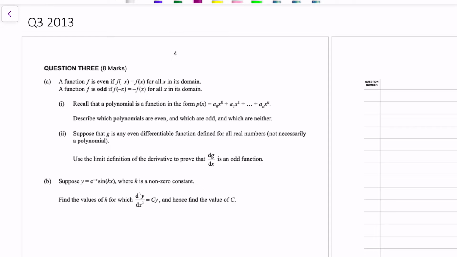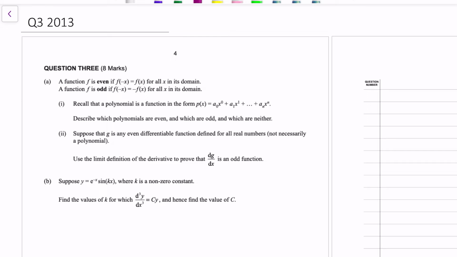Interestingly, in this paper, question 2 involved some unfamiliar functions and notation, and question 3a here continues with that vibe and talks about even and odd functions, possibly slightly more familiar to you because your teachers might have used that language. Talks about polynomials. Well, okay, we should know what polynomials are in a calc course, and then it asks us in part II to prove that an even function differentiates to an odd function. Well, that's quite a sneaky proof.